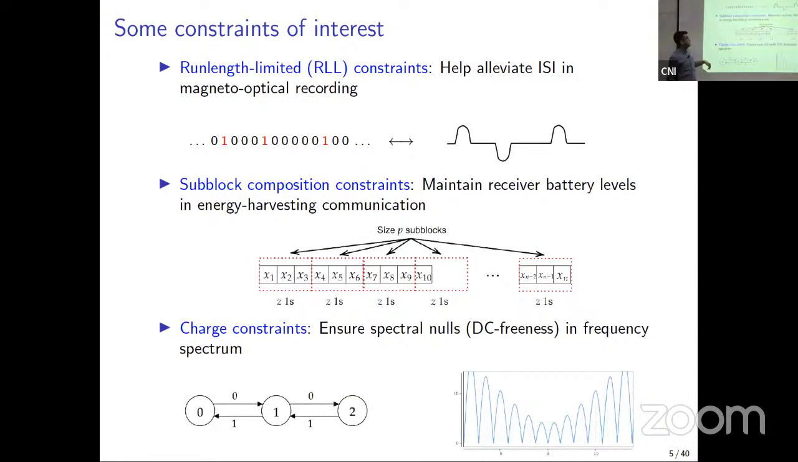So what are some of the constraints that we'll be interested in? The first is the so-called class of run-length-limited constraints. These are constraints that have traditionally been used to alleviate intersymbol interference in magnetic recording. Then we have subblock composition constraints. These are constraints which require that the signal power in any subblock in your input sequence has to be at least so much. This ensures that the receiver battery doesn't drain out during low signal levels. And finally, we'll be looking at certain charge constraints. These are constraints that have, again, been introduced in the past in order to ensure that the input frequency spectrum has certain spectral nulls.